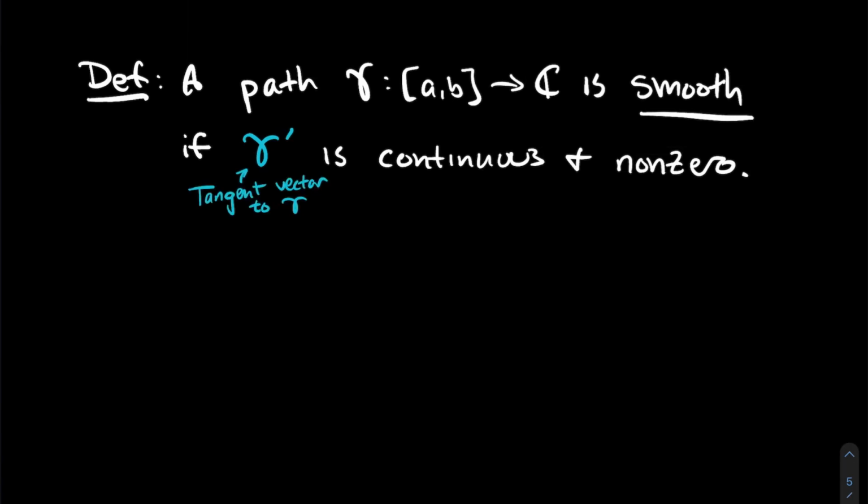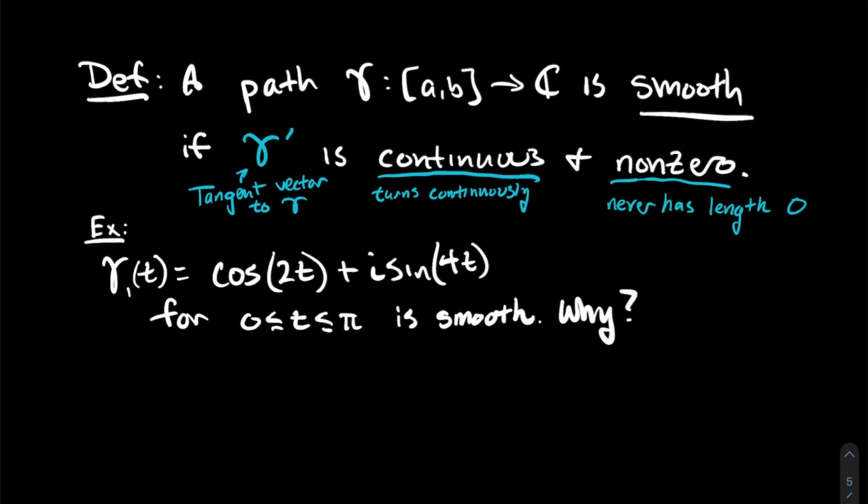So gamma prime, remember, you're supposed to think of it as a tangent vector to the curve gamma. And to say that gamma prime is continuous, I want you to think about it: that means that that tangent vector is turning continuously as you move along gamma. And to say that it's non-zero, that should mean that that vector, gamma prime, never has length 0, or maybe, since this is a complex class, that complex number gamma prime never has absolute value or modulus 0. Again, if you've watched my videos, you've heard me use modulus, absolute value, and length pretty interchangeably.